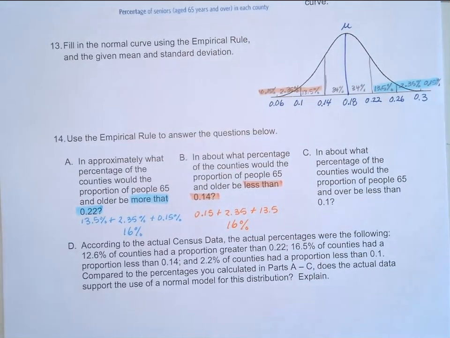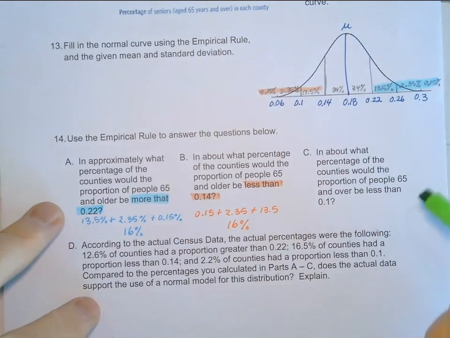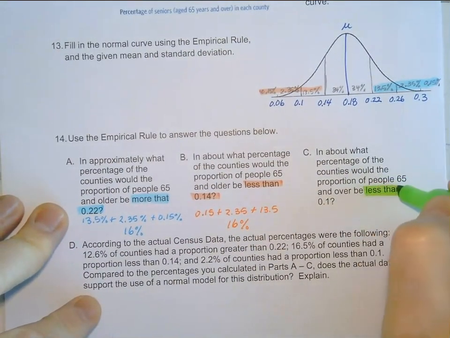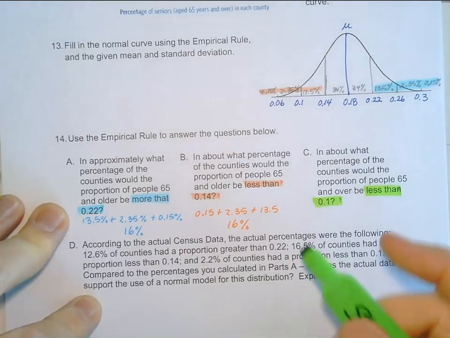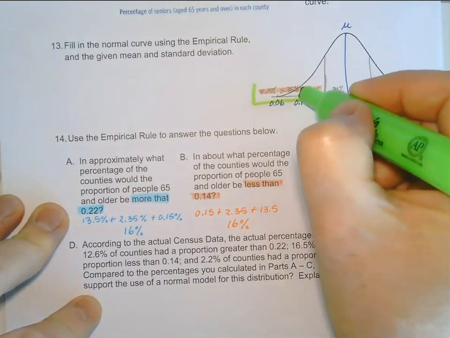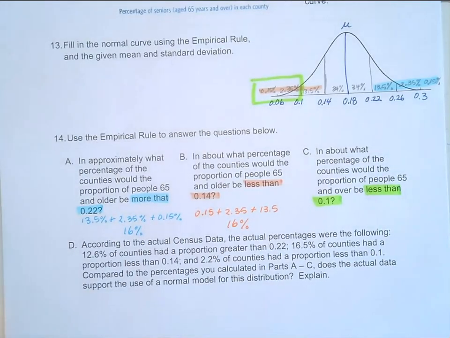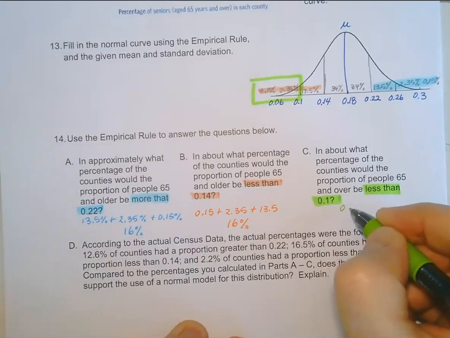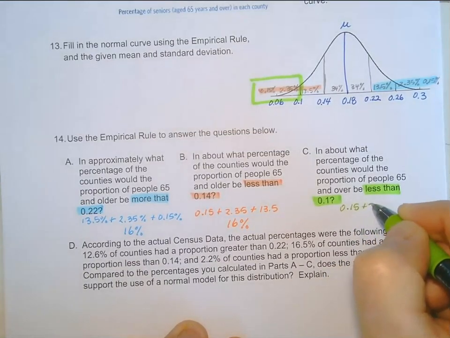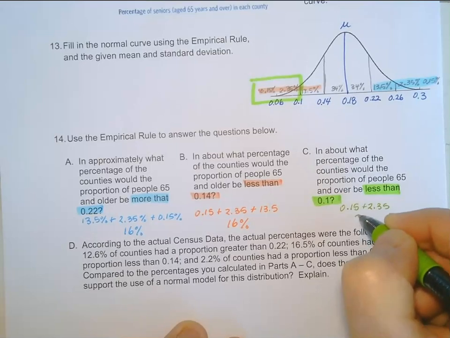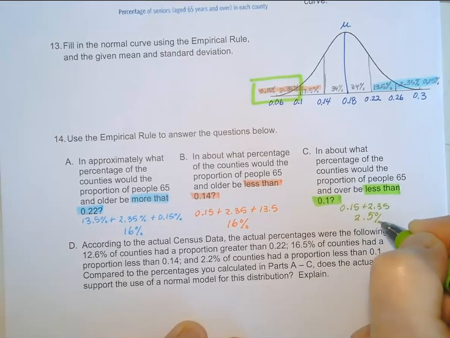And then finally, it says, in about what percentage of the counties would the proportion of people 65 or older be less than 0.1? So here, we're talking about these ones. That's going to be the 0.15 plus the 2.35, which is 2.5%.